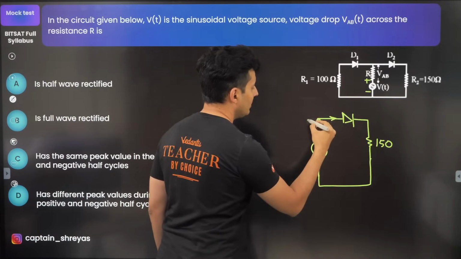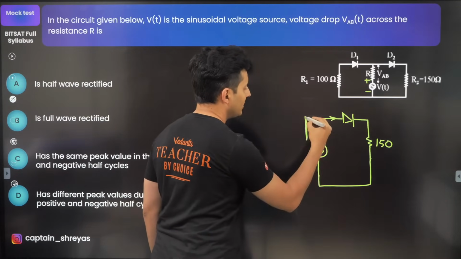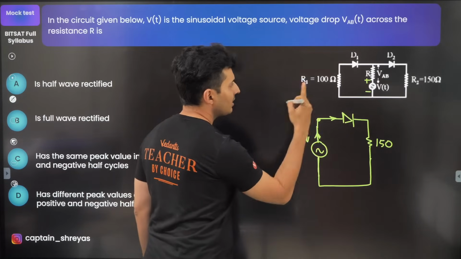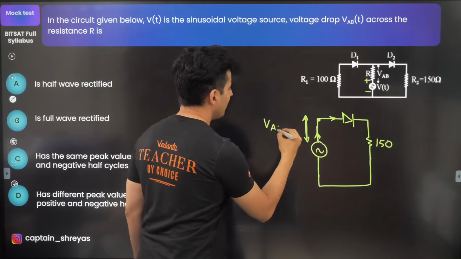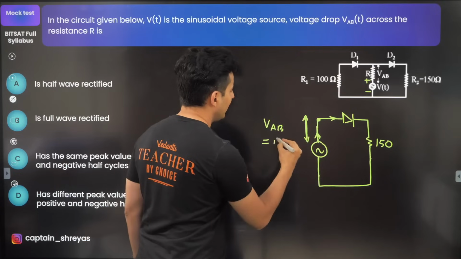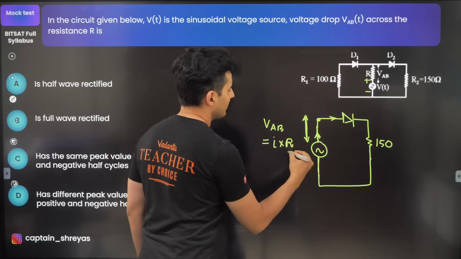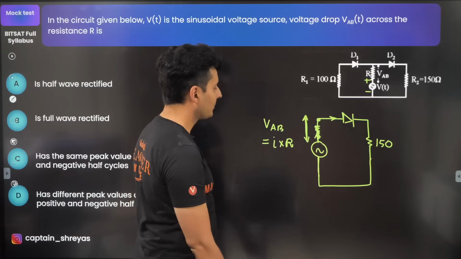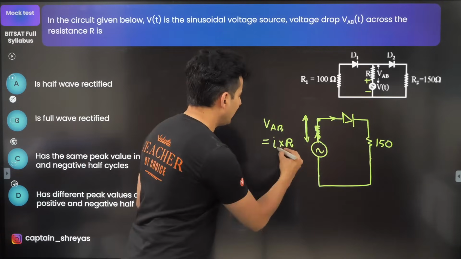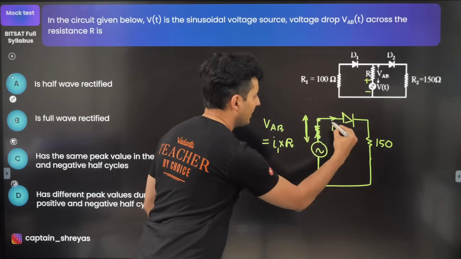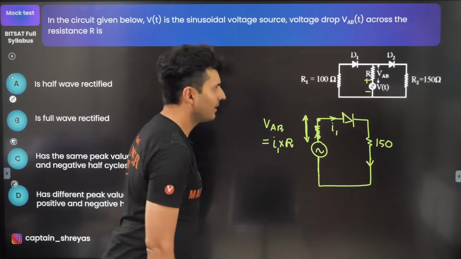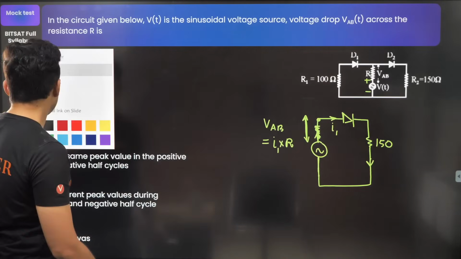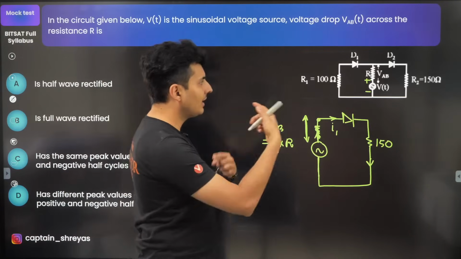Now between these 2 points there will be some voltage, and that voltage VAB will be nothing but the current flowing into that resistance, whatever resistance is there over here. Now this current I can just call I1. Some current I1 will be flowing in the circuit. Now let's take the other part of the cycle when the current will reverse.